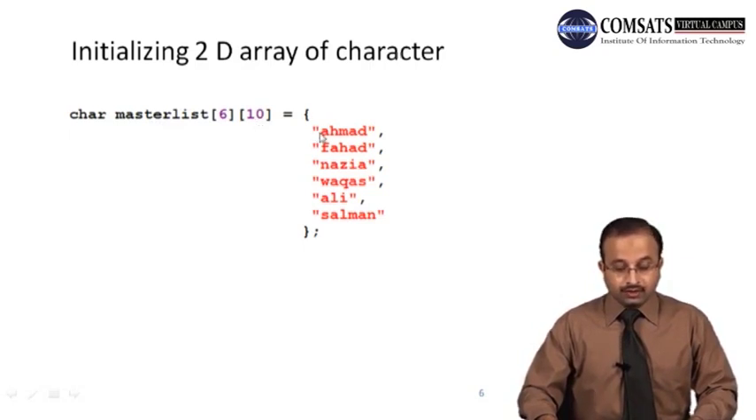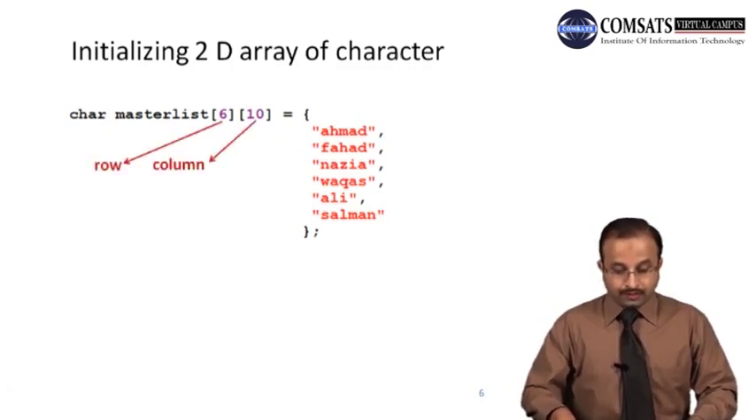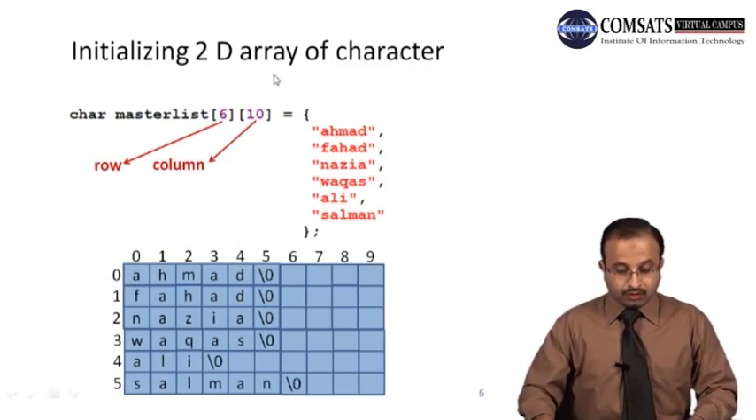So 6 rows, in row number 1, the name Ahmed will be stored. Row number 2, Fahad. 3, Nazia. 4, Vakas. 5th, Ali. And 6th, Salman. So 0th index, 1, 2, 3, 4, 5. That is 6 rows. And same is the case here with the columns. So this is row, this is column, and this is the memory mapping. So columns are 10, so 0 to 9, they are the columns.